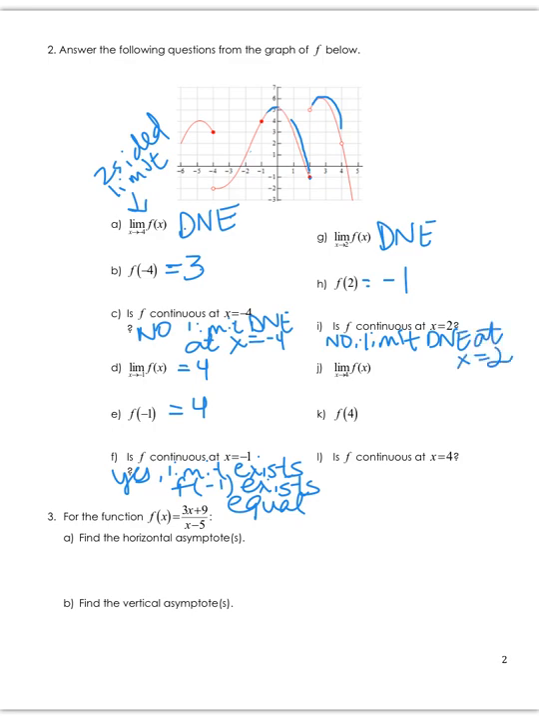All right, the limit as I approach 4. So as I get closer and closer to 4 from the left, I get closer to 2. From the right, I also get closer to 2. So the limit is 2.